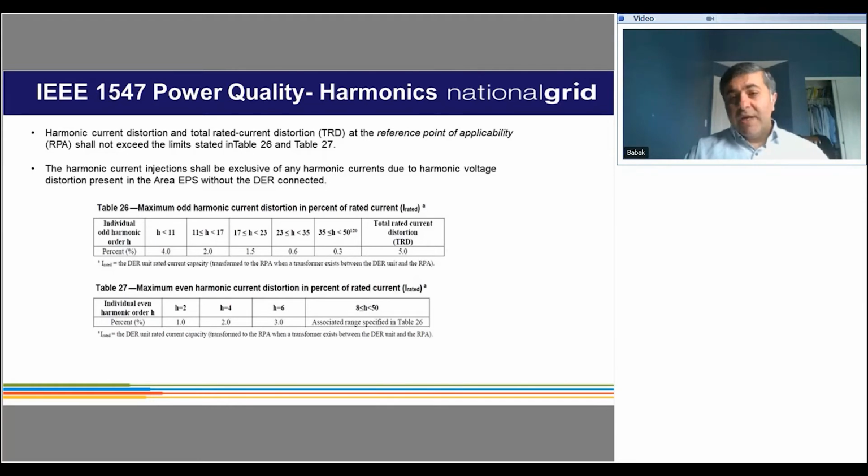The other change that was made to the standard, compared to the previous one, is the term TRD, total rated distortion. It used to be THD, total harmonic distortion. We changed that to TRD. TRD is basically THD at rated current. UL 1741 is going to connect the inverter to a rated load, and the inverter is generating rated current. They will measure THD and they call it TRD because it's measured at the rated current. That's pretty much it.